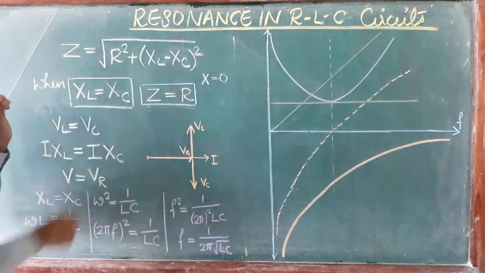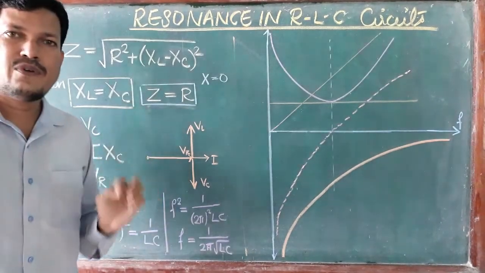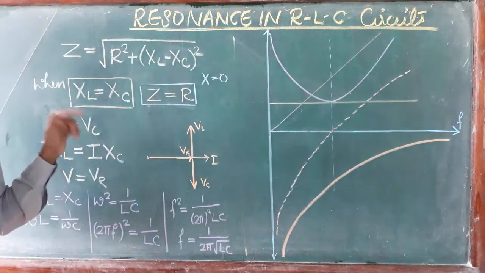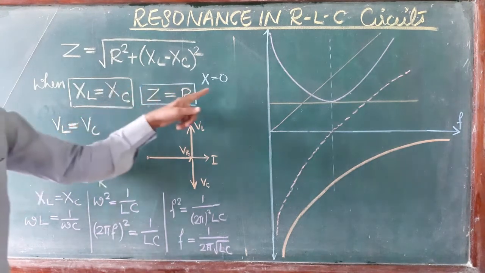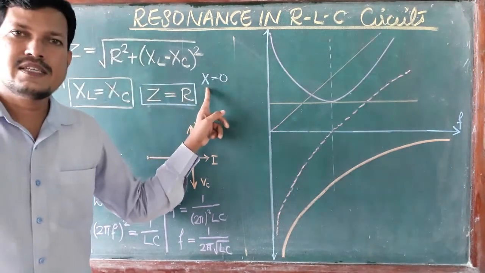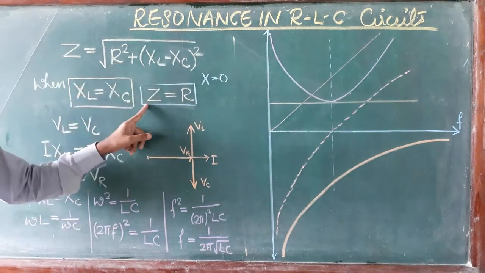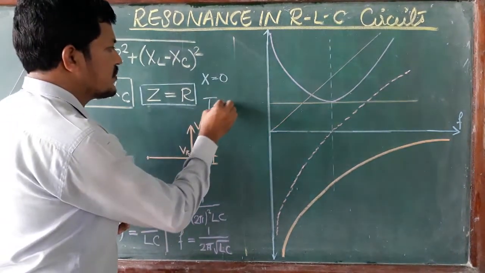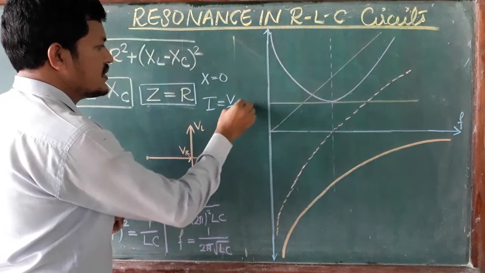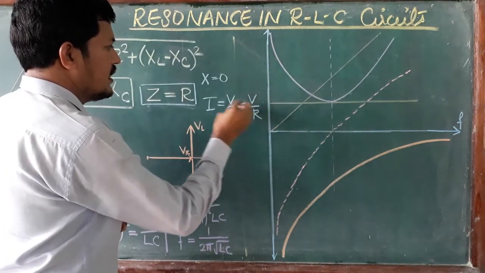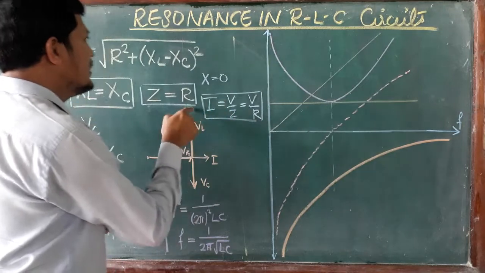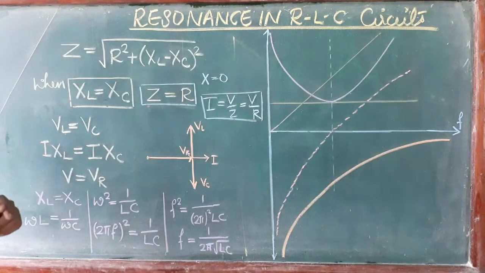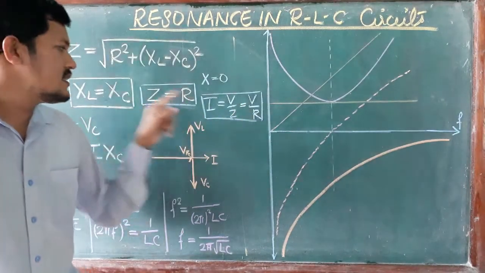Z, the impedance, means the opposition offered to the flow of alternating current is only by the resistance, not by the inductor and the capacitor, because they cancel each other. The reactances cancel, so only resistance remains. So Z equals R. The current at this condition is I equals V by Z. Here Z is R, so I equals V by R only.